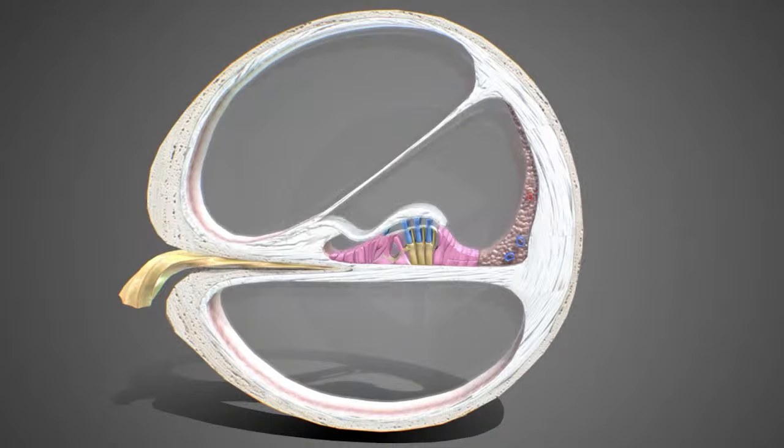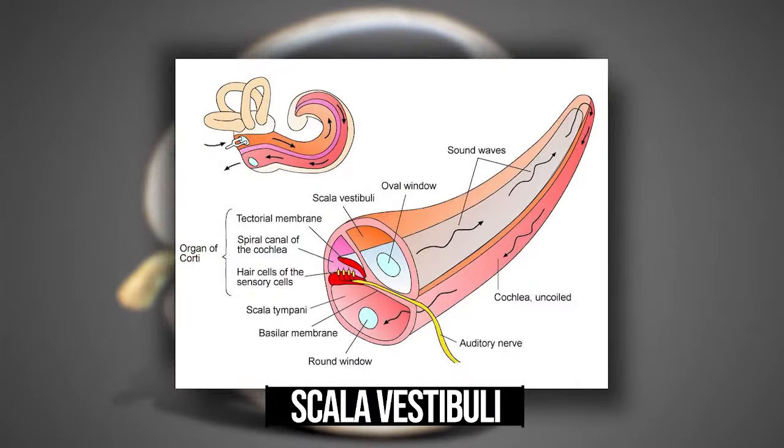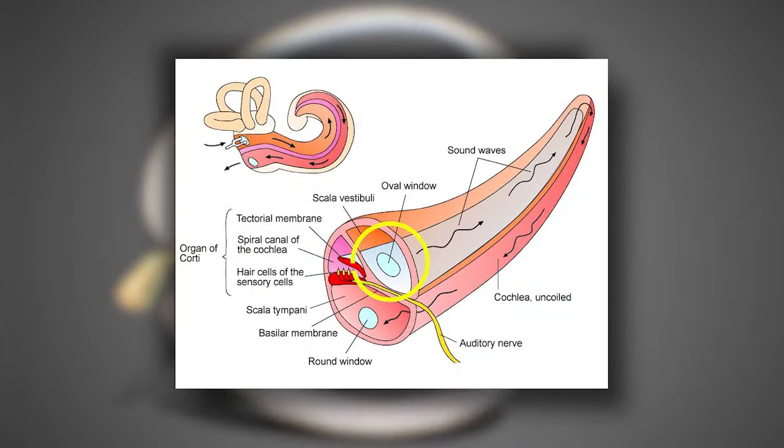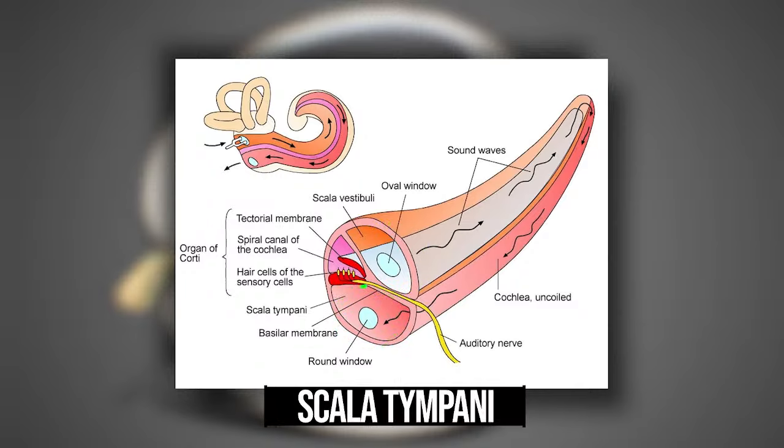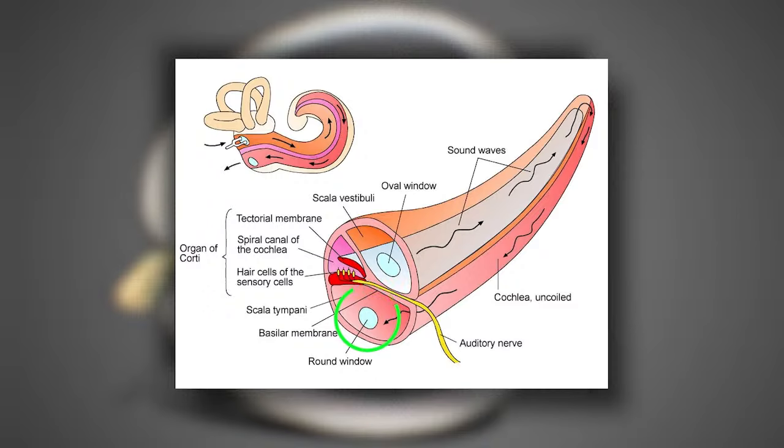These two chambers are filled with a fluid called perilymph, which is similar in composition to cerebrospinal fluid. The scala vestibuli begins near the oval window, where the stapes bone transmits sound vibrations into the cochlea. The scala tympani ends at the round window, another membrane-covered opening that allows for fluid displacement within the cochlea.